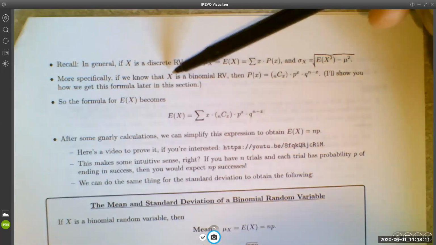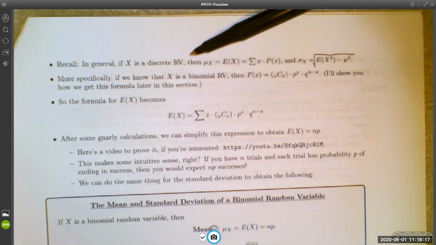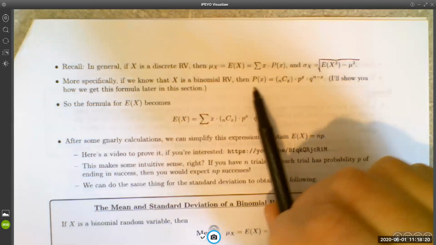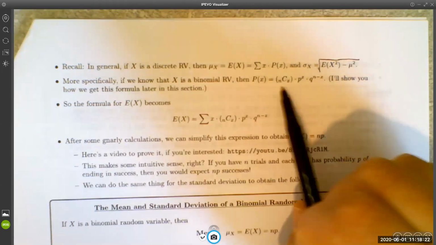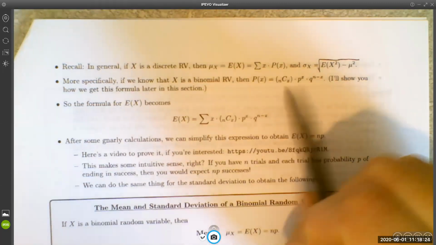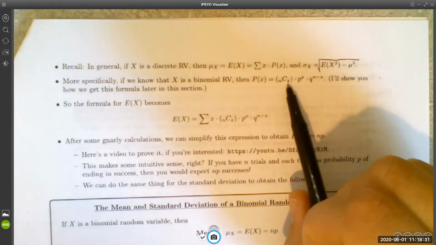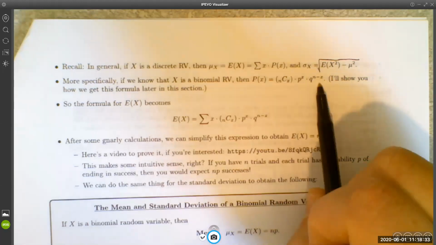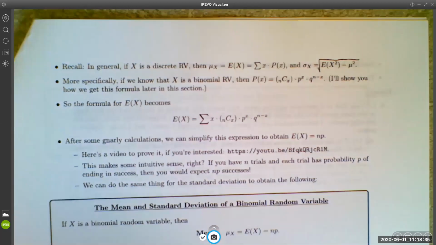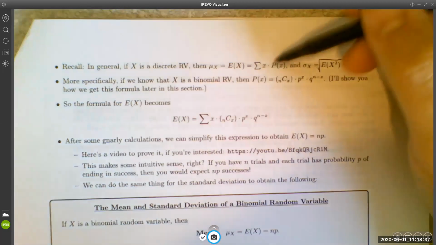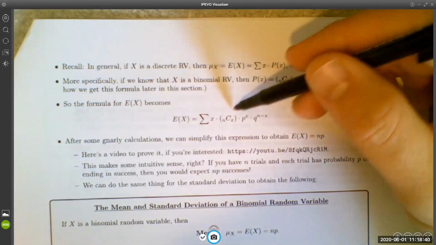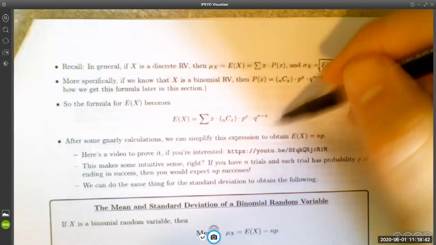If we happen to know that x is binomial, though, we have some more information. So if we know that x is binomial, then it turns out we can come up with a formula for p of x. And I'm going to show you where we get this formula in a second, okay? But for now, just take my word for it, right? Here's the formula that we would come up with for this binomial variable. And so we can replace the p of x with this formula to obtain this result for the expected value.